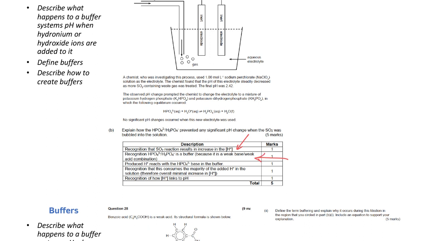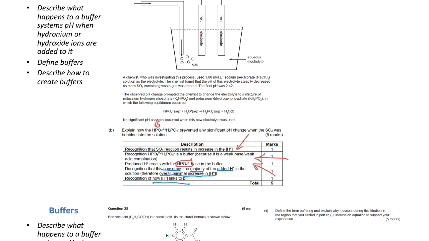Why does it prevent any significant pH change? Because it's a buffer, right? The additional H plus reacts with the base form in the buffer, right? It consumes the majority of the added H plus, not all of it, the majority, and therefore there's a minimal change to concentration of H plus, and that will result in a minimal change to pH. Okay, so those are the ideas that we went through.